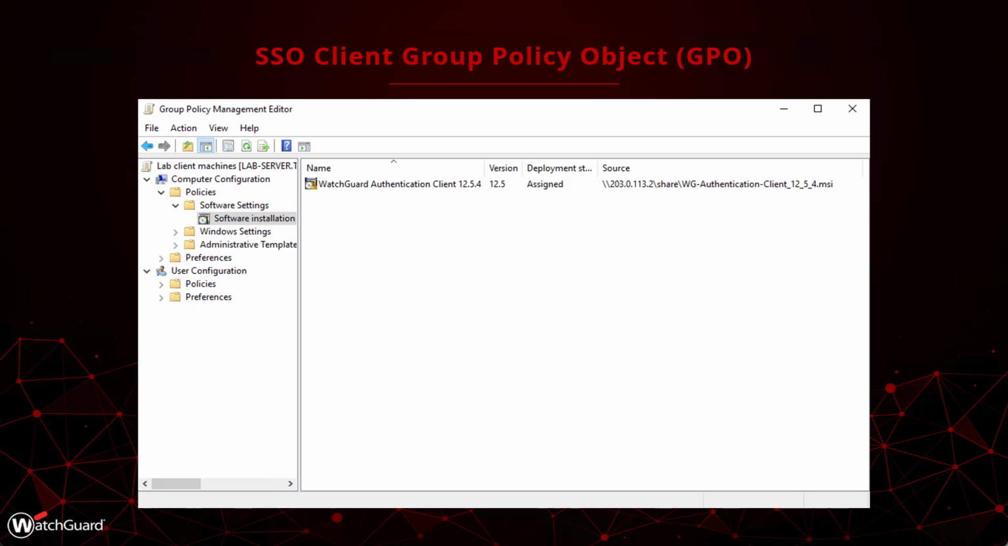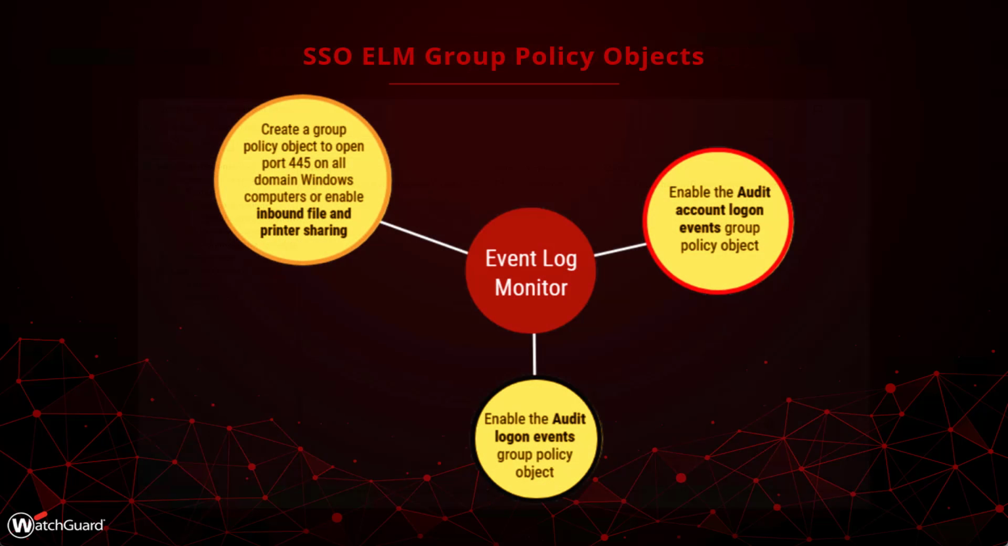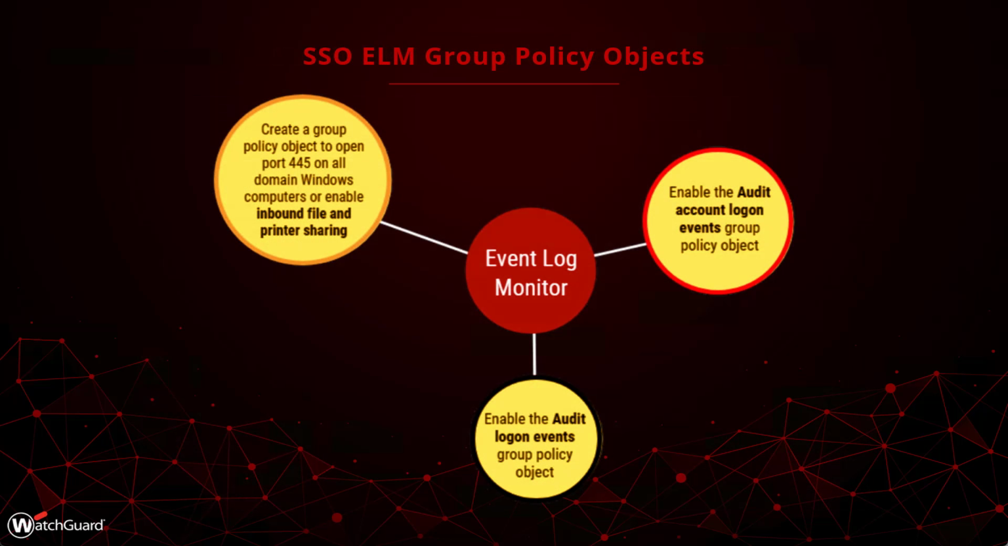When it comes to deploying the SSO client, you only need a single Active Directory group policy. When you create this group policy, ensure that the source path for the file is on a network share that is accessible to all of the computers on the network. This is the only Active Directory group policy you'll need for the client, which is why it's the simplest option. If you decide to go with the SSO event log monitor, you would need to create three different group policies and ensure that they are applied to all computers on the network. Otherwise, the event log monitor service will fail to retrieve user information.